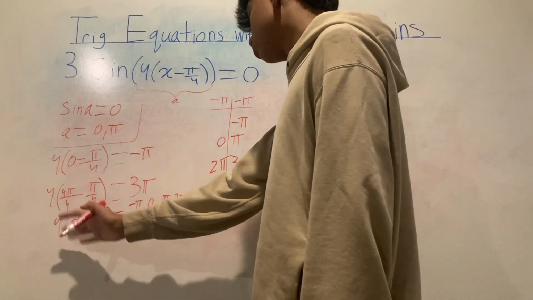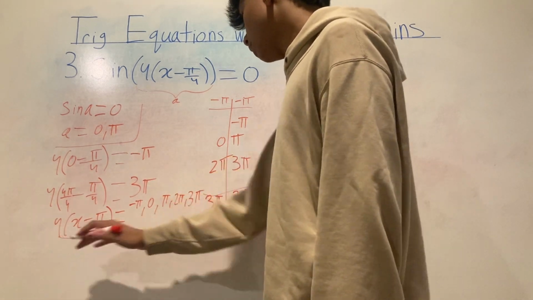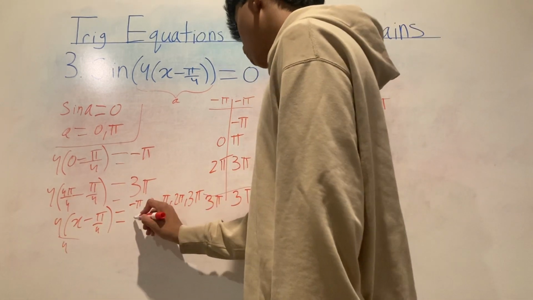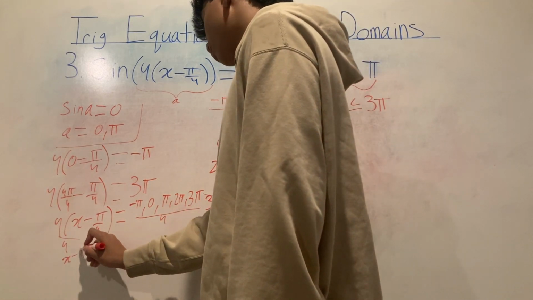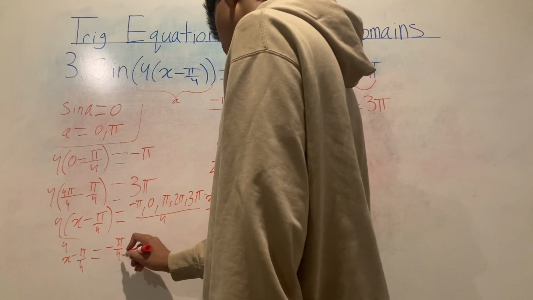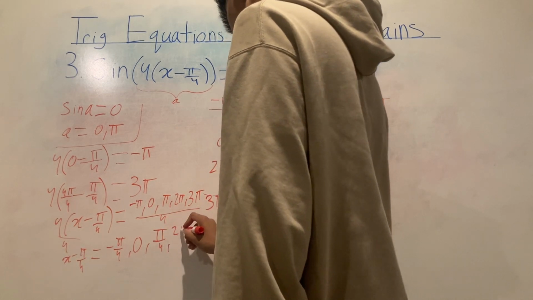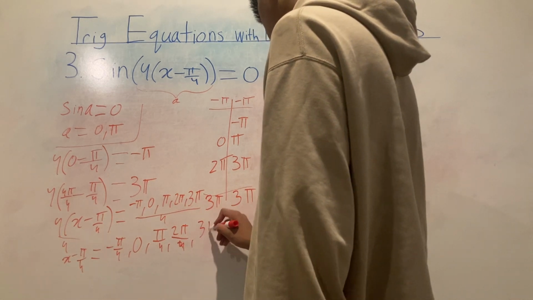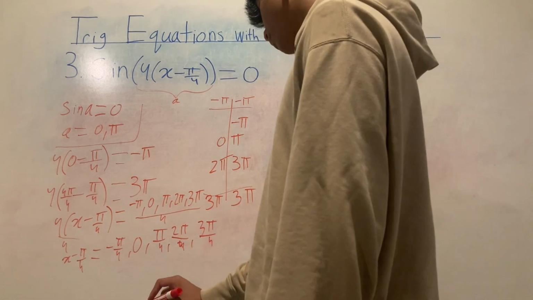And now all you're going to do is solve for x. Whenever you do something on the left side, you have to do it to all these values. So divide by 4 on both sides, and divide by 4 on all of these values as well. Now you have x minus pi over 4 equals negative pi over 4, 0, pi over 4, 2 pi over 4, and 3 pi over 4. Also, avoid simplifying anything because you're still going to have to change these values. Even though 2 pi over 4 is really pi over 2, just keep it the same for now.